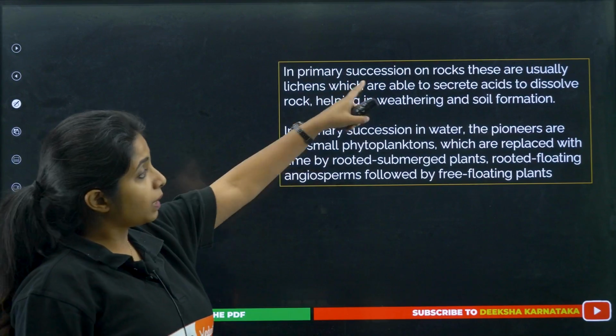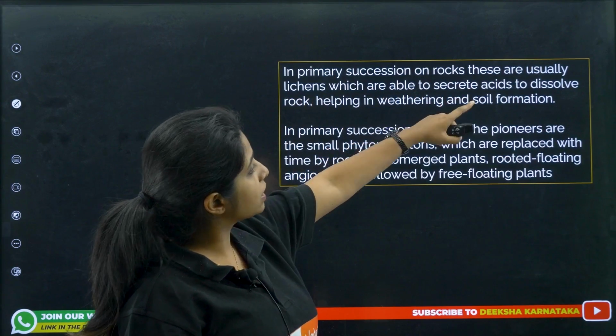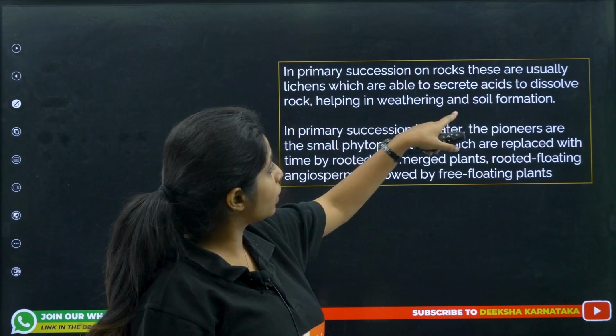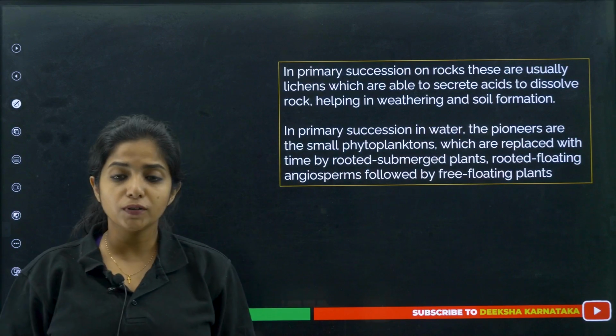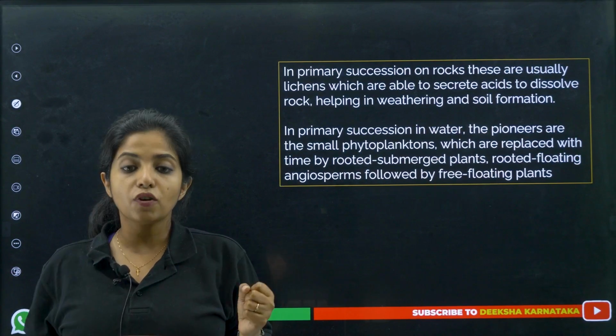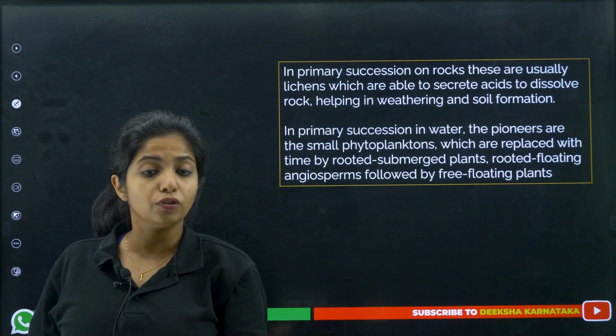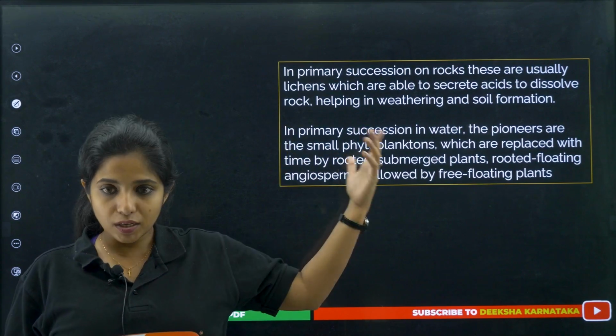In primary succession on rocks, it is usually lichens which are able to secrete acids to dissolve rock, helping in weathering and soil formation. So, what does the lichen do? Lichens go there, release some acids and then break down the rocks into soil particles, and the soil particles can be really good for plants and everything to grow easily, right? So, that is how it happens.